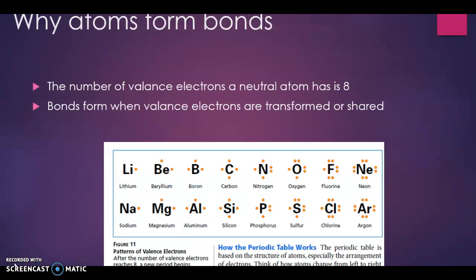Okay, so like I mentioned before, the number of valence electrons you want is 8. Bonds form when valence electrons are either transferred or shared. So we're going to talk about ionic bonding first, which means they're transferred. And then we're going to talk about covalent bonds, which means they're shared. So we'll start with ionic bonds, which is the section about how they are transferred.